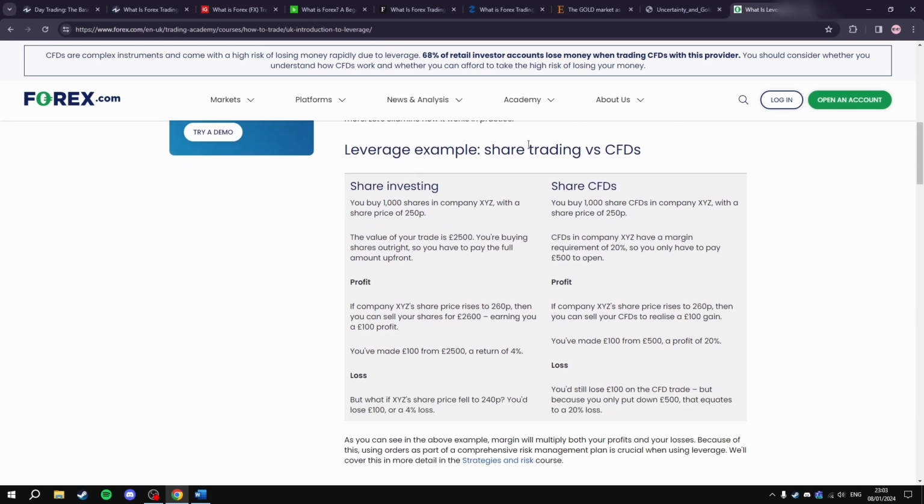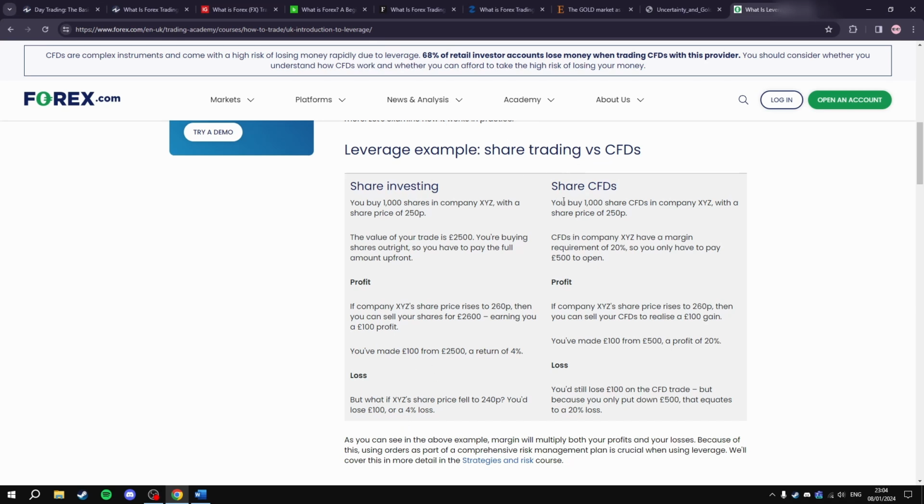Leverage example, share trading versus CFDs. Share investing. You buy 1,000 shares in company XYZ with a share price of 250p. The value of your trade is £2,500. You're buying shares outright, so you have to pay the full amount up front. Profit. If company XYZ's share price rises to 260p, then you can sell your shares for £2,600, earning you £100 profit. You made £100 from £2,500, a return of 4%. But what if XYZ's share price fell to 240p? You'd lose £100, or a 4% loss.